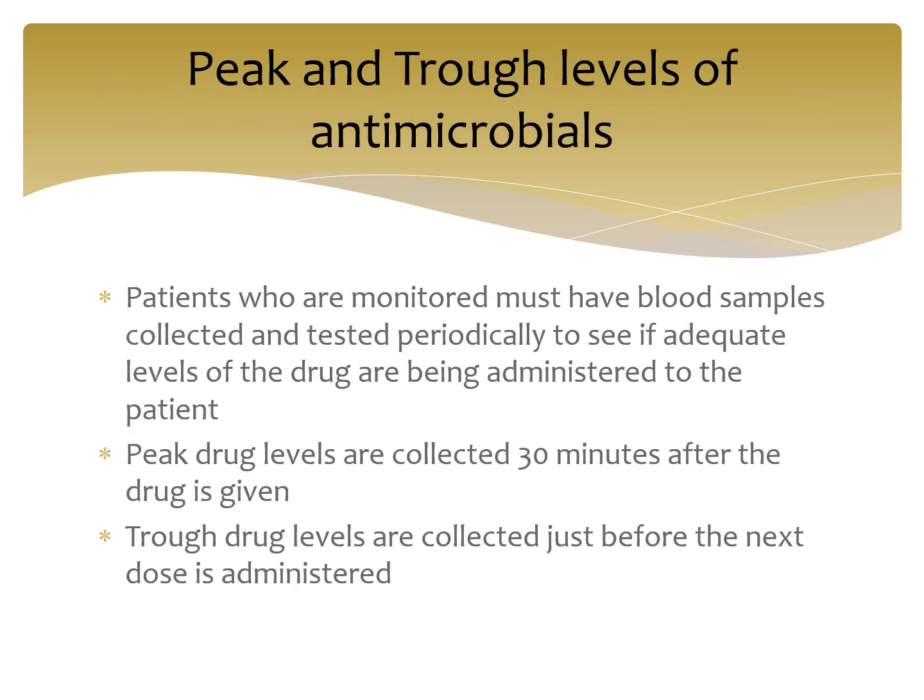Patients who are monitored must have their blood samples collected and tested periodically to see if adequate levels of the drug are being administered to the patient. Peak and trough levels are monitored on all kinds of drugs, not just antibiotics. For example, you can see peak and trough levels being measured in drugs like acetaminophen or Dilantin. Peak drug levels are collected 30 minutes after the drug is given, and trough drug levels are collected just before the next dose is administered. So sometimes when we are giving antibiotics, we have to look at peak and trough levels in their serum.